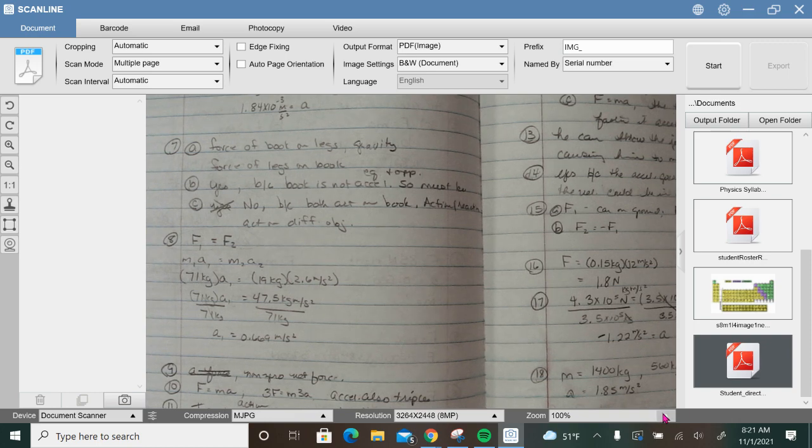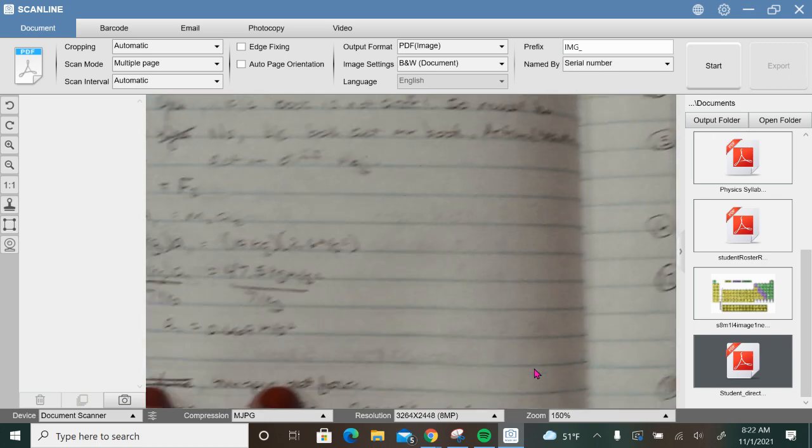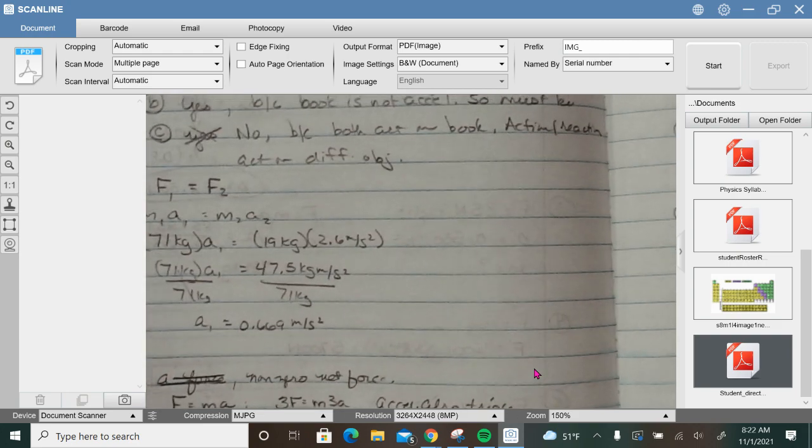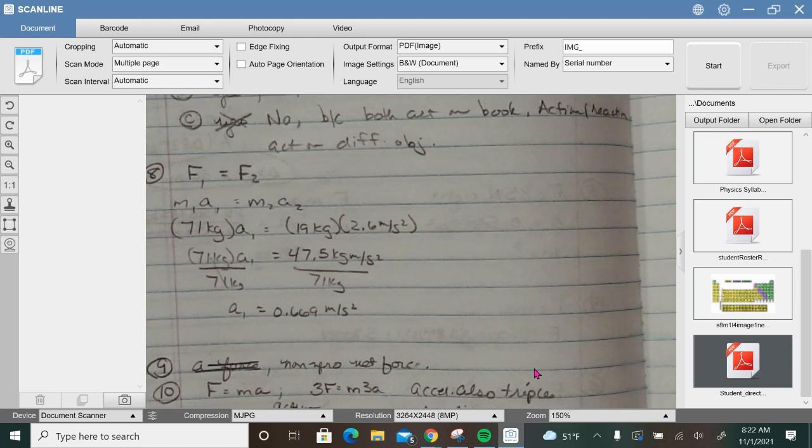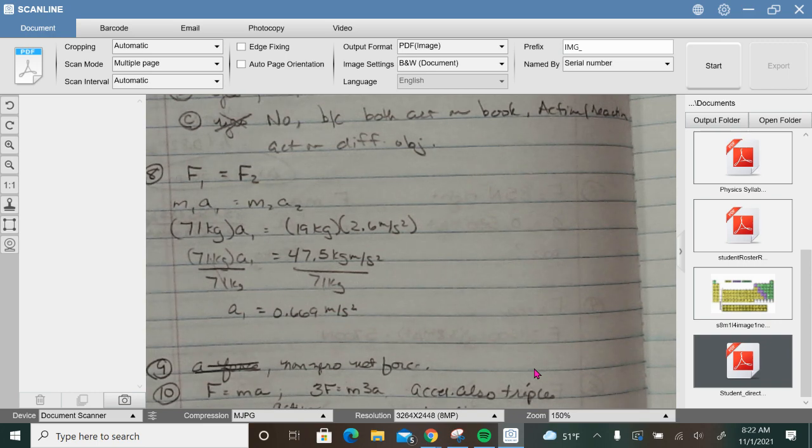Let's see if I can blow that up a little more. Again, if you look at your answers in the back of the book, they are all in correct significant figures. I just worked it out and moved on. Okay, anything else?